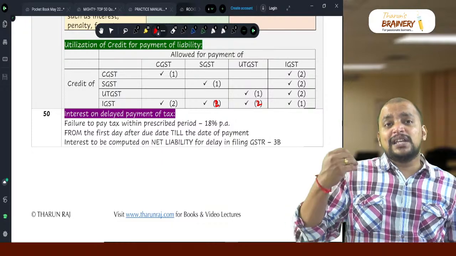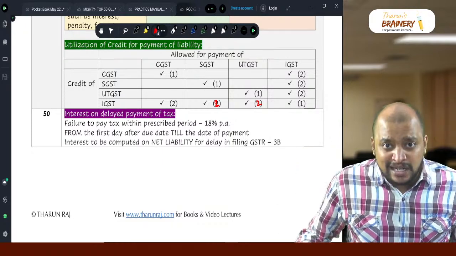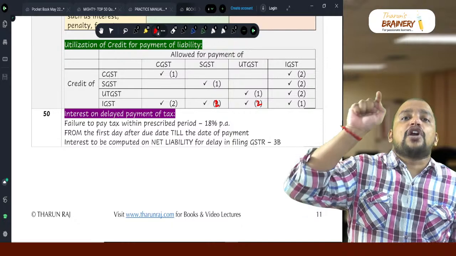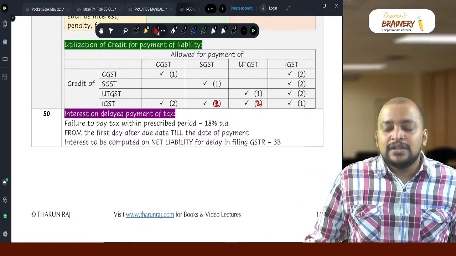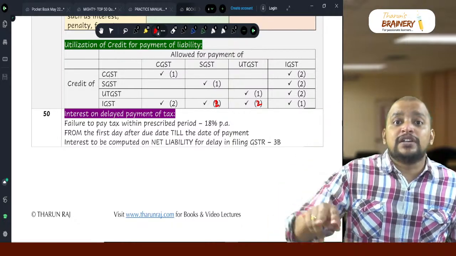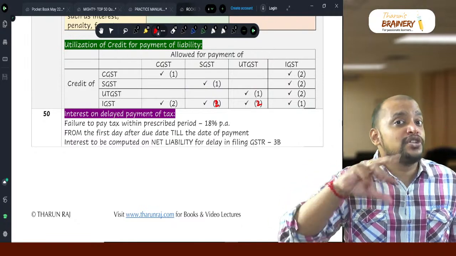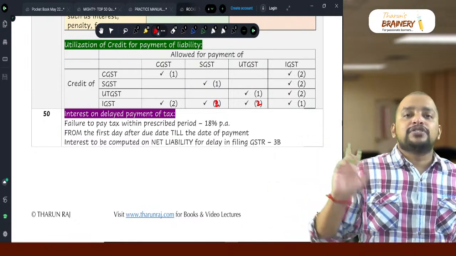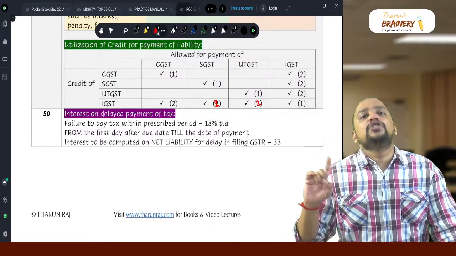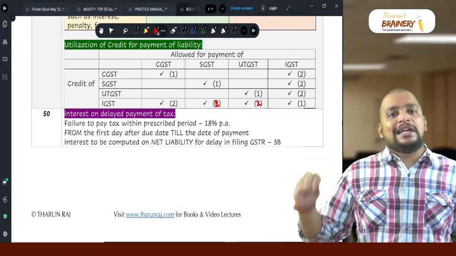Suppose there is any delay in filing 3B, whether we need to compute interest on the gross liability or the net liability. We need to compute on the net liability, because had you filed the return on time, how much would you have paid? Only the net liability you would have paid. Therefore, for delay in filing 3B, you need to pay interest only on the net liability.